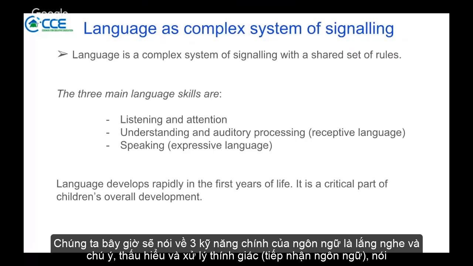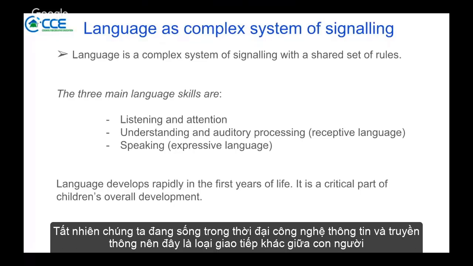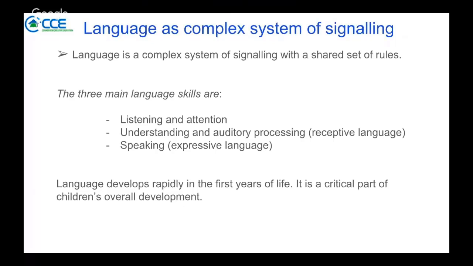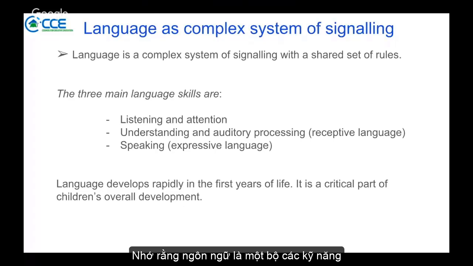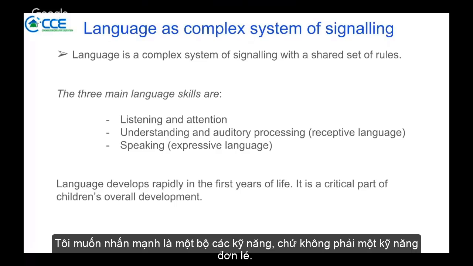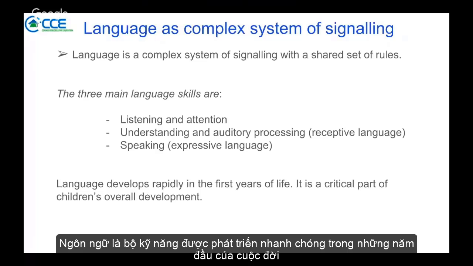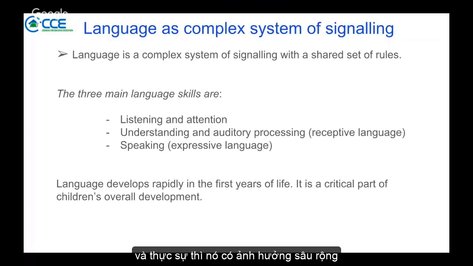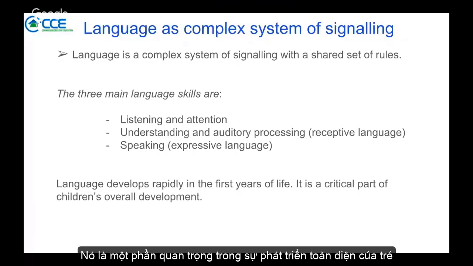We will talk now about 3 main language skills, which are listening and attention, understanding and auditory processing, and speaking. We also keep in mind that language is a set of skills. I like to emphasize that it's a set of skills, it's not just a single skill. Language as a set of skills develops rapidly in the first years of life. And actually, it has far-reaching effects. It is a critical part of a child's overall development.